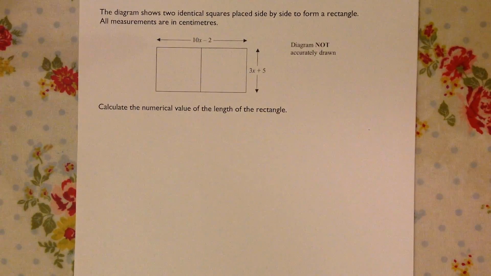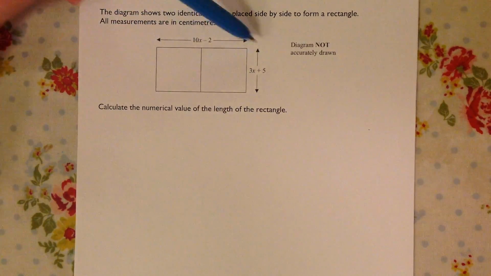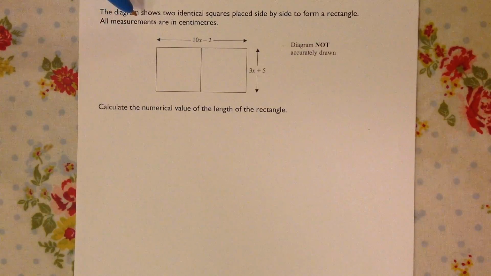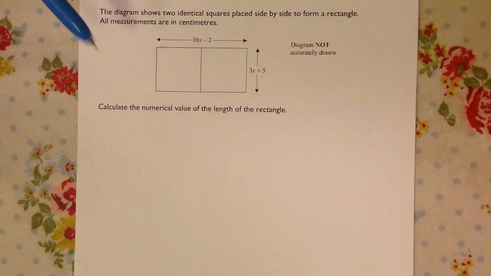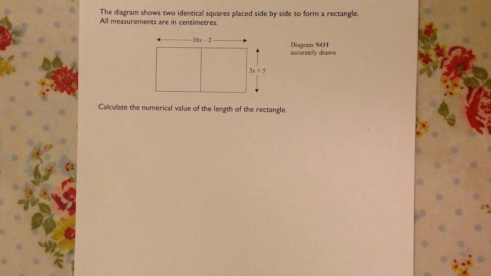The diagram shows two identical squares placed side by side to form a rectangle, and then we've got a diagram. All measurements are in centimetres. Calculate the numerical value of the length of the rectangle. Now, what would appear here to be a perimeter or an area question, because we've got a shape and we've got the dimensions of those, isn't necessarily going to be the case.